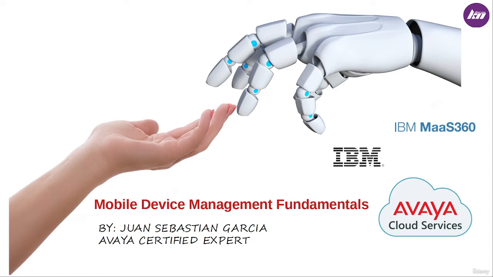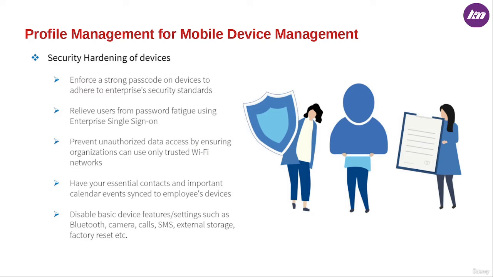On this episode, we're going to look at the profile management for mobile device management, where the security is what really matters with MDM devices. So let's think about the security and talk about security hardening of devices. Basically, your phone, if it's outside your company, it's outside your business, you need to protect it. You don't want information to be leaked.